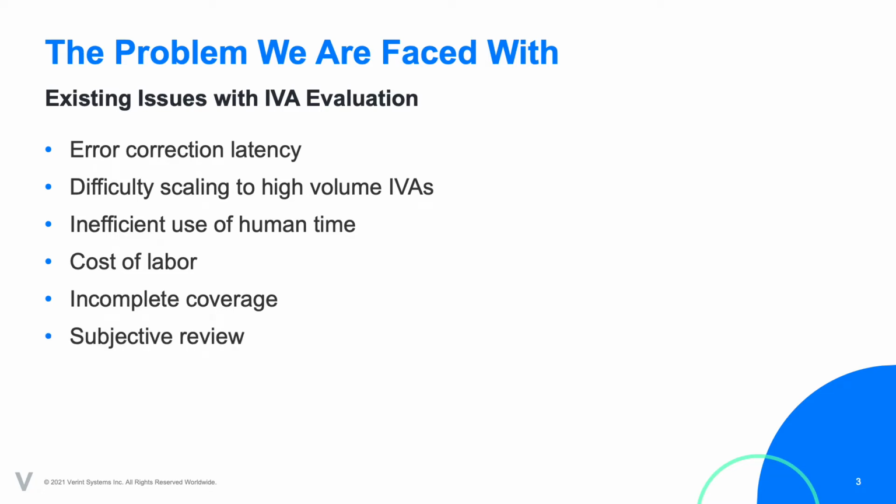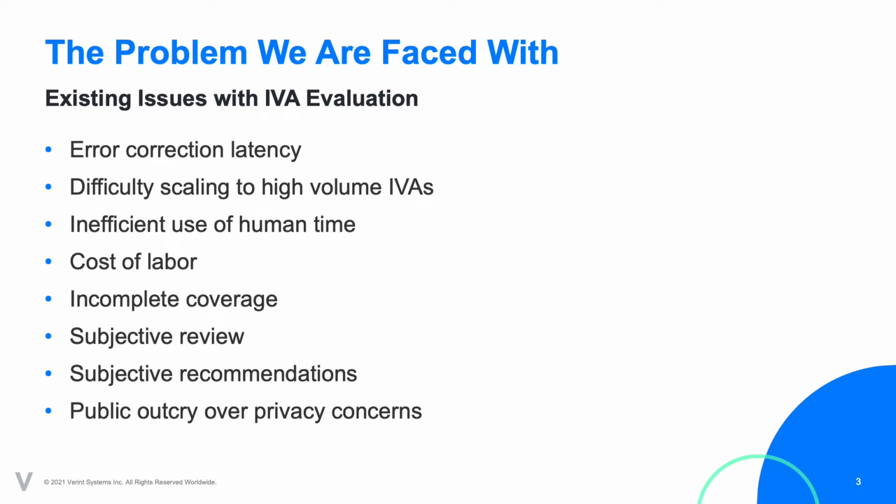These human reviewers are subjective in what they're doing, so they're making determinations about communication, say saying a virtual assistant is misunderstanding this user input, where another user will read that same conversation and come to a different conclusion. Therefore, the recommendations they're making are also subjective and may have conflicts. There's also been public outcry lately over privacy concerns related to human reviewers reading and listening to conversations that may contain, say, sensitive account information or public health information.